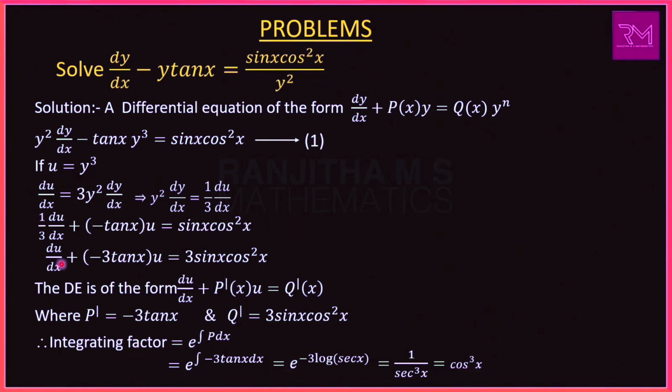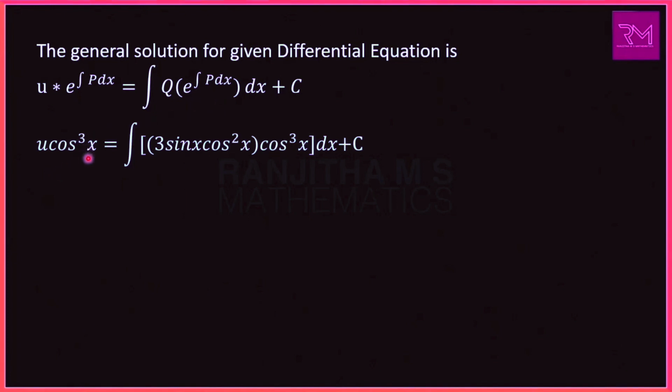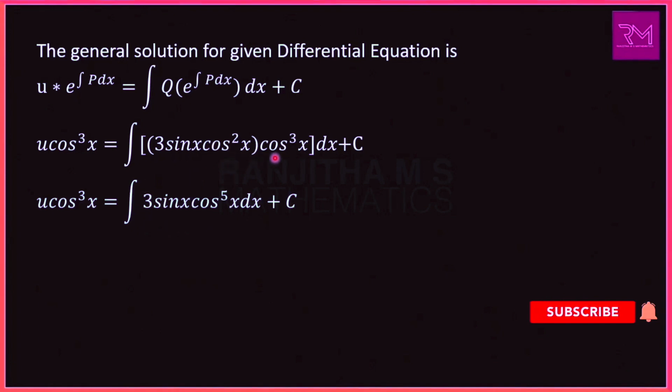Once you obtain the integrating factor, we know that the solution for a given differential equation is of the form u into exponential power of integral of p dx equals integral of q into exponential power of integral of p dx into dx plus c. Next step, substitute the q value and integrating factor value. We get u into cos cube x equals integral of 3 sin x into cos square x into cos cube x dx plus c. Multiplying cos cube x and cos square x, we get integral of 3 sin x cos power 5 x dx plus c.